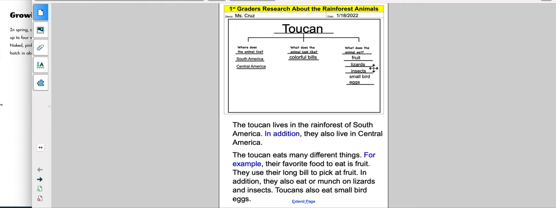It is now your turn to continue working on your tree map. And then if you're done, you can get a writing paper and begin working on your paragraphs.